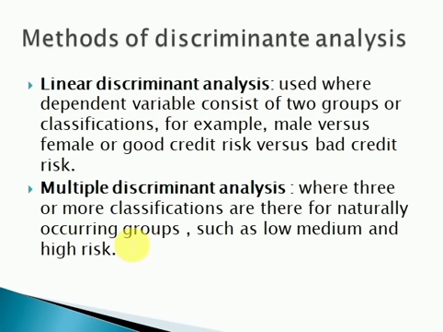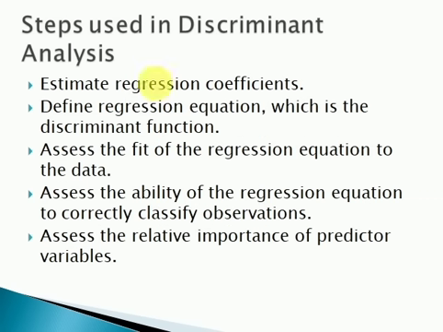in which the researcher wants to investigate the variables which differentiate between fruits eaten by the animals, and we take three categories, such as low, medium or high risk. Now there are three categories: low, medium or high risk. So in case of three categories, the multiple discriminant analysis is used, and in case of two categories, the linear discriminant analysis is used.